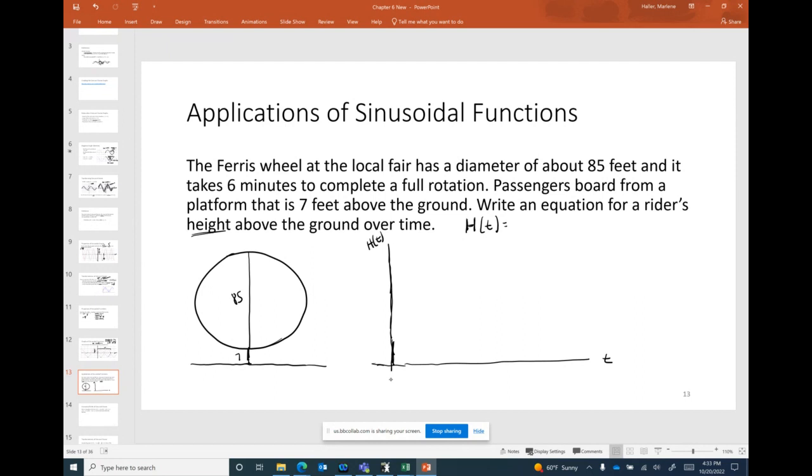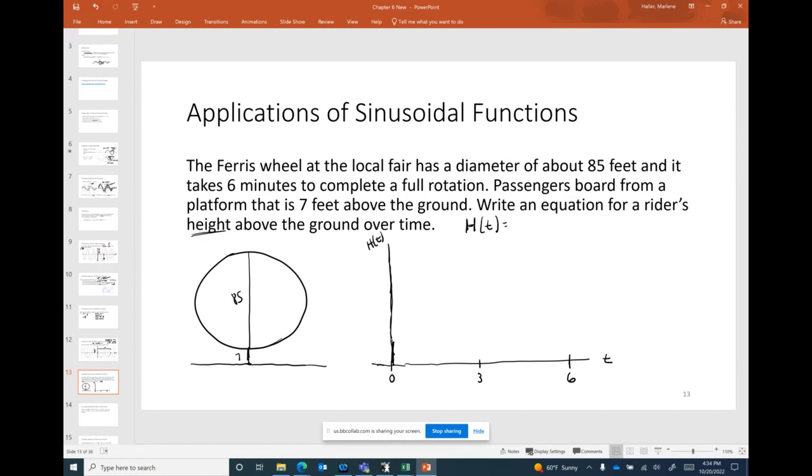Now what's happening? Here's time 0. Oh, and it says it takes 6 minutes to complete a full rotation, right? So it's going to end somewhere. It'll repeat itself again, but we're just going to put one period down. So we'll say it ends after 6 minutes, right? So halfway in between is 3 minutes, but I'm not going to label those right now.